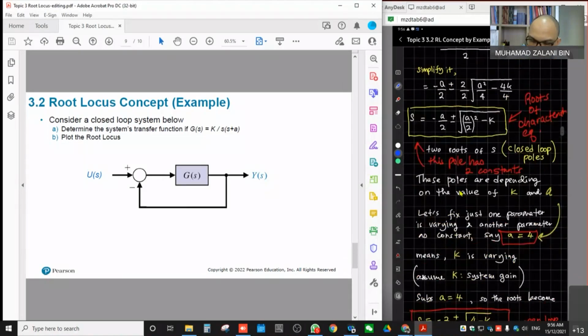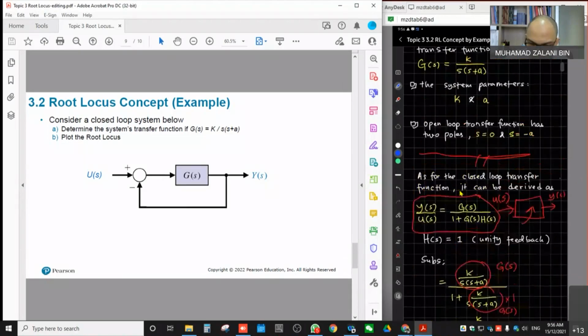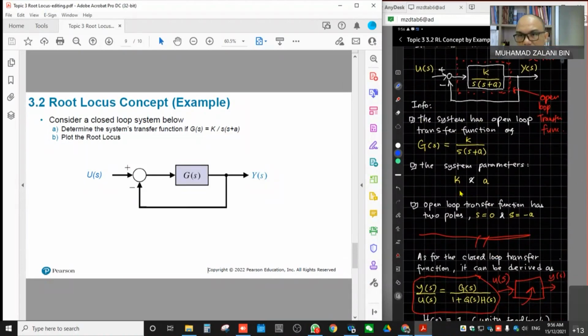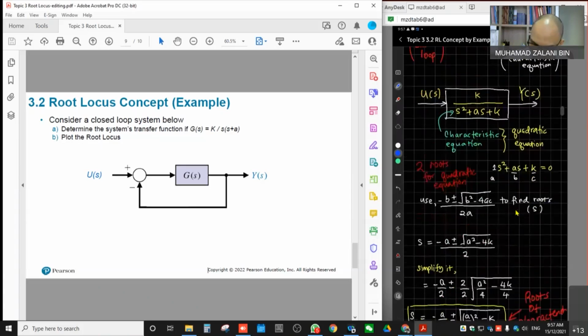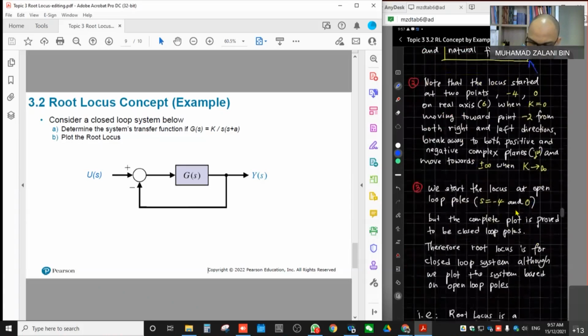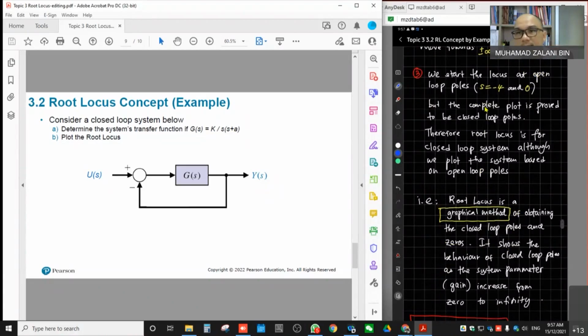Kat mana kita nak tahu open loop poles? Awal-awal lagi kita dah tunjuk kat sini. Open loop transfer function has two poles. Open loop ada dua poles, pada S sama dengan kosong, pada S sama dengan -A. Remember, we fix the value of A of 4. A equals to 4. So, kosong dengan -4 lah. Alright. Okay, that is for the statement of number 3. So, we have open loop poles of -4 and 0. Okay.